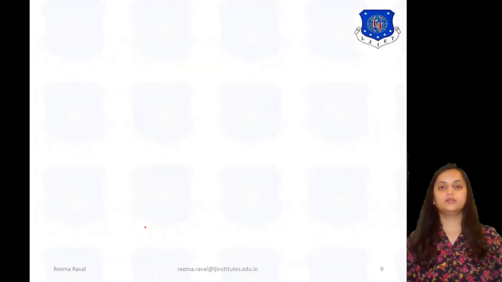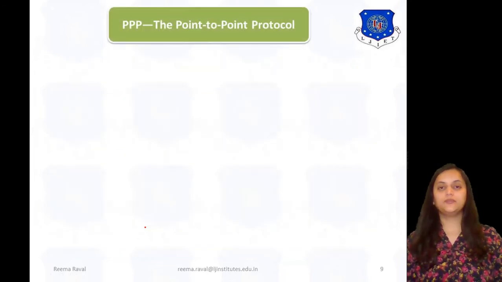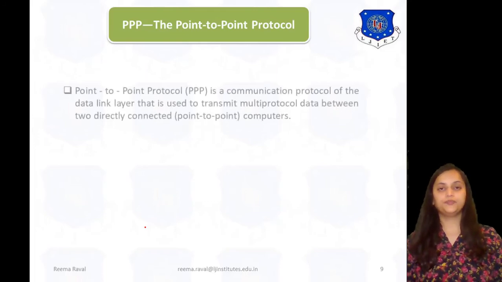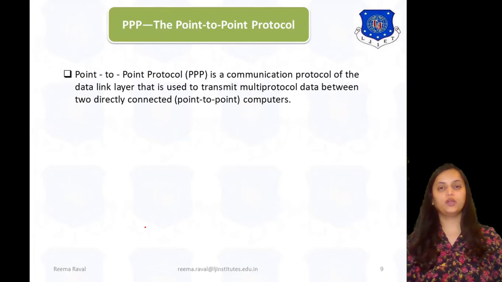Okay. Now next is PPP, that is Point-to-Point Protocol. So here the protocol starts with a line in the dead state and it will go up to the authenticate state. So we will see this later on. Point-to-Point Protocol is a communication protocol of the data link layer that is used to transmit multi-protocol data between two directly connected computers, that means point-to-point.